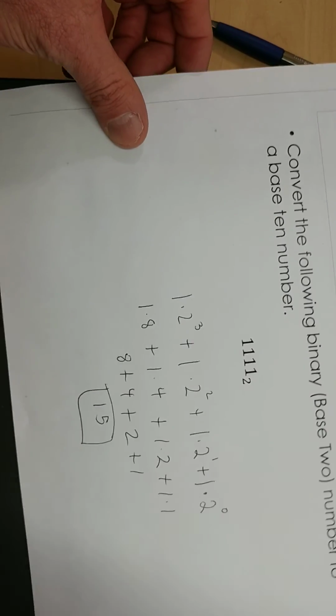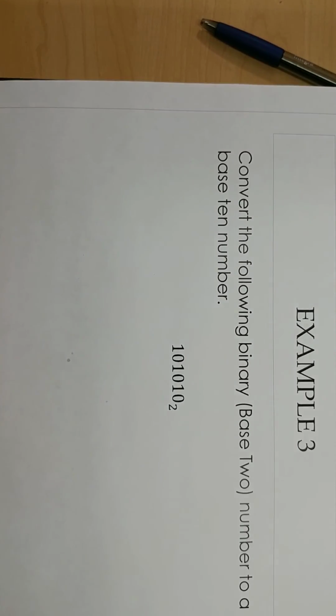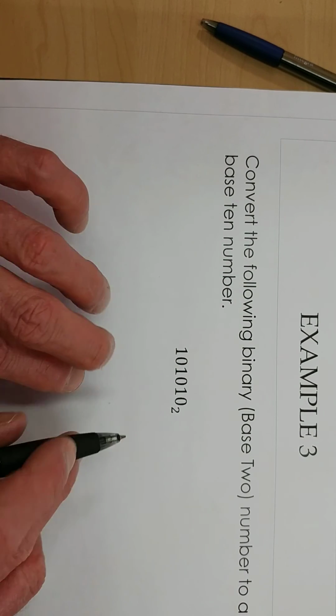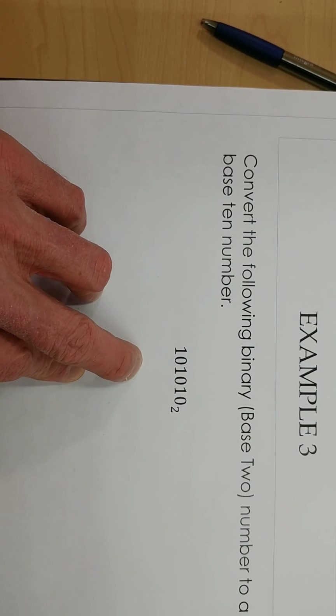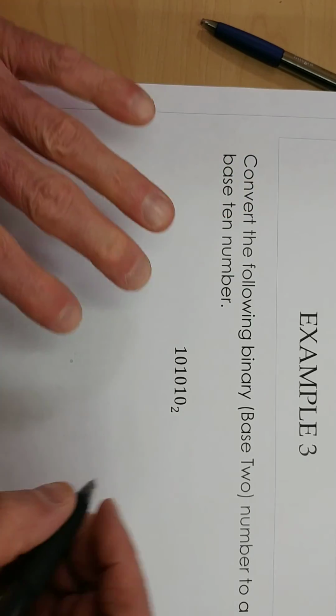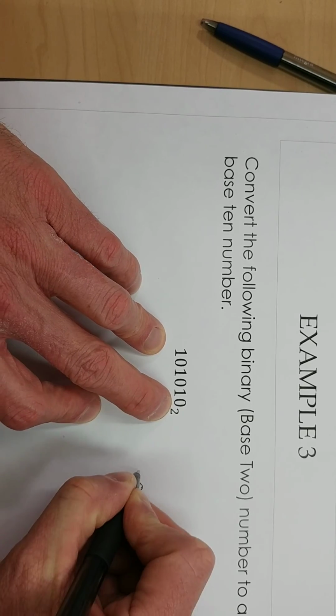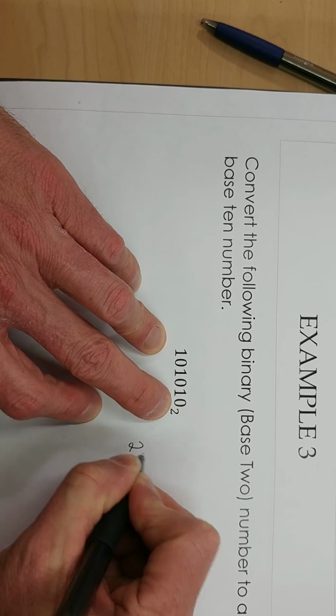We'll do one more going from binary to base 10. This is example 3 from the PowerPoint for this section. So notice my number is binary. It's 101010. And we're going to base 10. So we're going to write down the digits. And again, that's 0 times 2 to the 0. And you just work your way up.